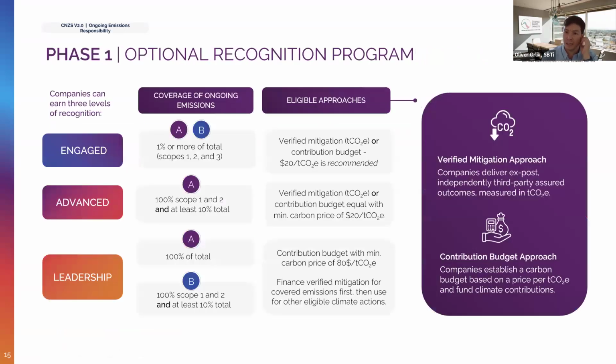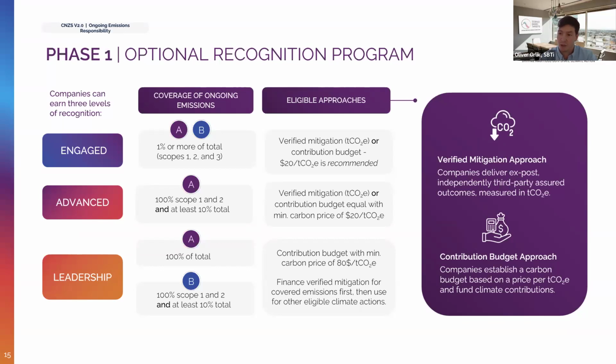The next slide has a little bit more detail about the different approaches that companies can take and more detail around the coverage levels. We have a couple of eligible approaches. There may be questions around what carbon credits will be permitted under this approach, or what credits are allowed to be used at that neutralization year. We've got these 2 approaches, the verified mitigation approach or the contribution budget approach. Companies can identify that 1% of their total inventory and invest in verified mitigation projects that have already delivered outcomes measured in tons of CO2. That would be investing in carbon credits that have a tonnage, or carbon removals.